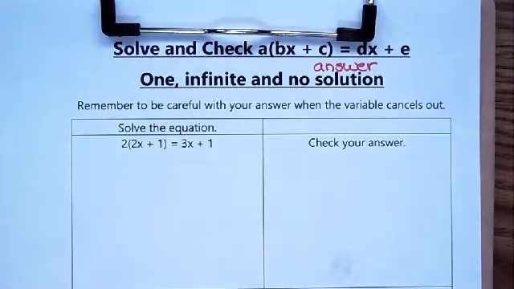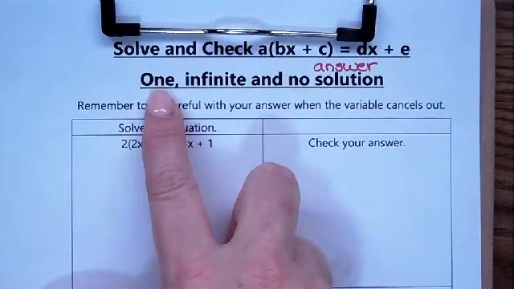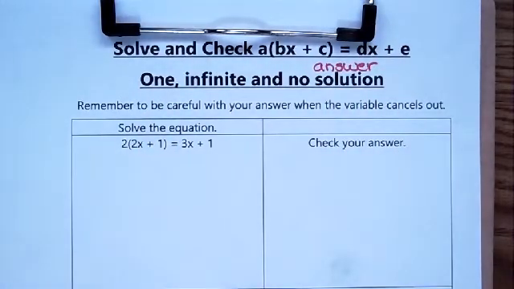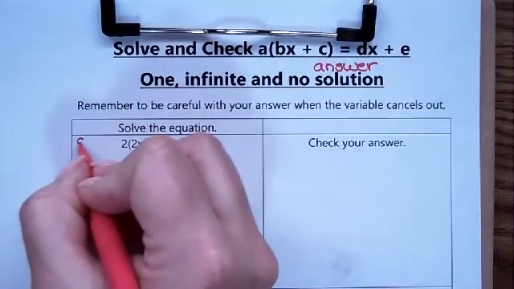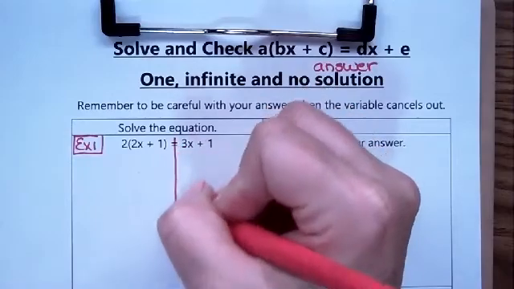Now we're going to work one of each type in our notes. We're going to work up an equation that has one answer, one that has infinite answers, and one that has no solution. And we're going to look at how they are different and how you know the difference. So if you want to pause the video, copy down example 1 right up here, and then put in my river.